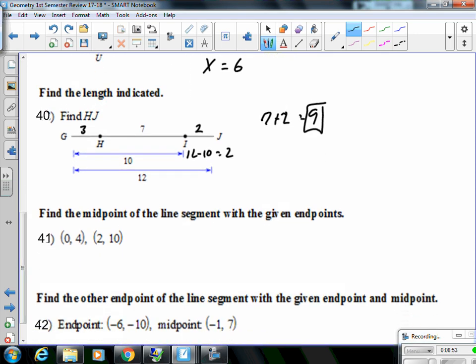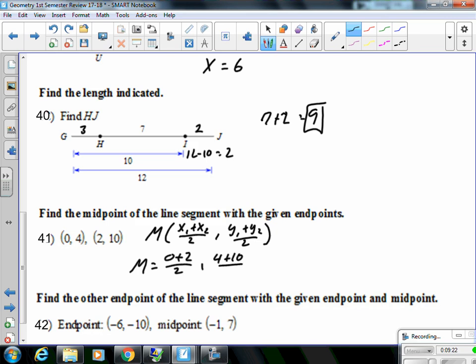All right, find the midpoint of the line segment with the given endpoints, 0, 4, and 2, 0. So we're going to use the midpoint formula: x1 plus x2 divided by 2, and y1 plus y2 divided by 2. Basically you're adding the x's, dividing by 2, adding the y's, dividing by 2. So 0 plus 2 for the x's, and 4 plus 10 for the y's.